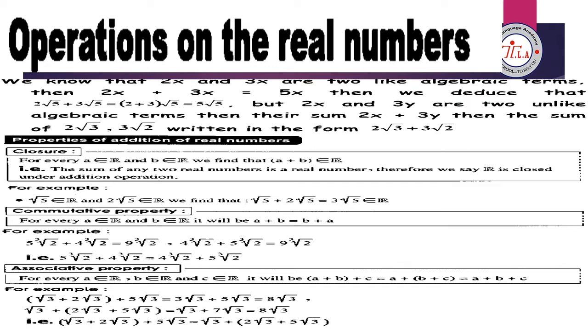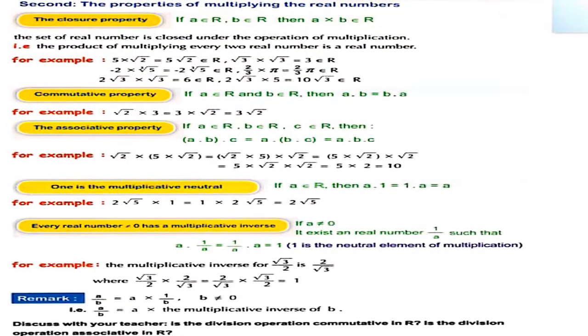Property number 3, associative property. For every a belongs to R, b belongs to R and c belongs to R, (a plus b) plus c equals a plus (b plus c). Okay. Second, the properties of multiplying of real numbers.